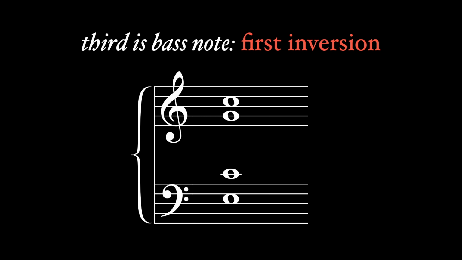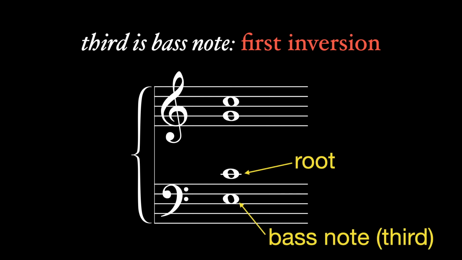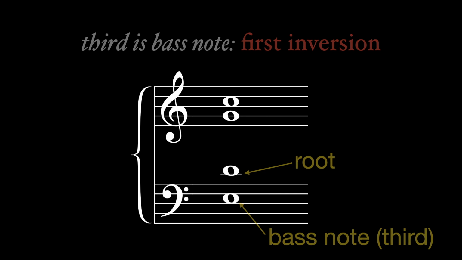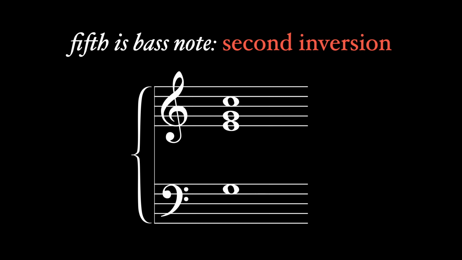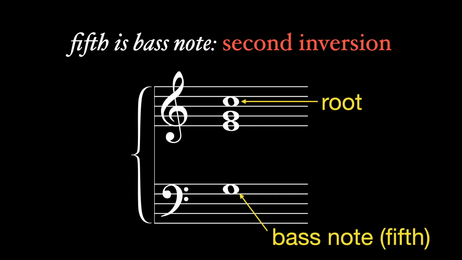Here, the chord is still a C major chord, and the root of the chord is still C, but the bass note, the lowest sounding note, is an E, which is the third of the chord. If the chord's fifth is in the bass, we say it is in second inversion. Again, this is still a C major chord, but the bass note is a G, the chord's fifth. As with root position chords, the arrangement of the upper voices doesn't change the way we label inverted chords.